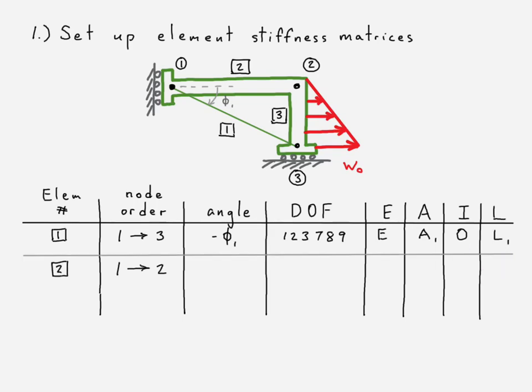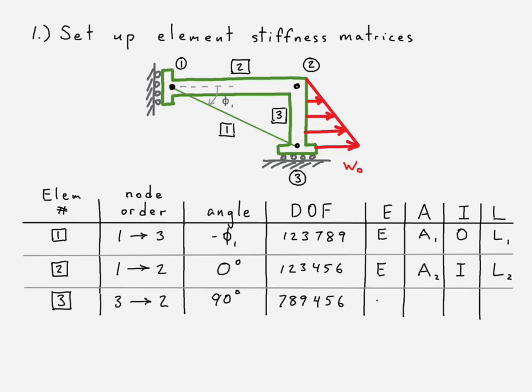Okay. Element 2, defined from nodes 1 to 2, 0 degrees because it's perfectly horizontal, going in the same direction. If I did define it as node 2 to 1, then it would be minus 180 degrees or 180 degrees because it would end up going in this direction. All right, degrees of freedom correspond to these nodes. Here are some inputs we have. We do have an area moment of inertia now since this is the frame element.